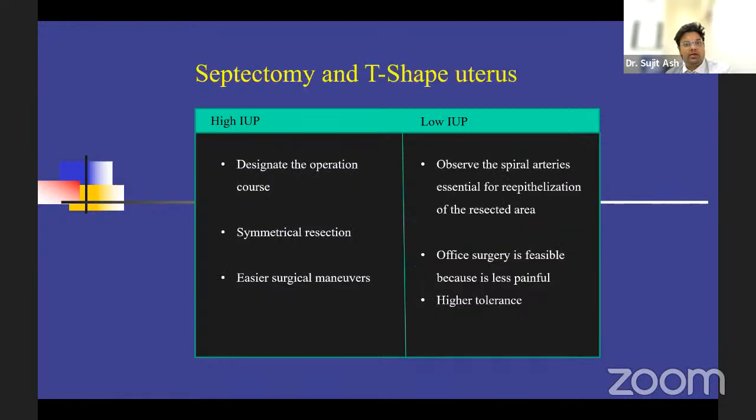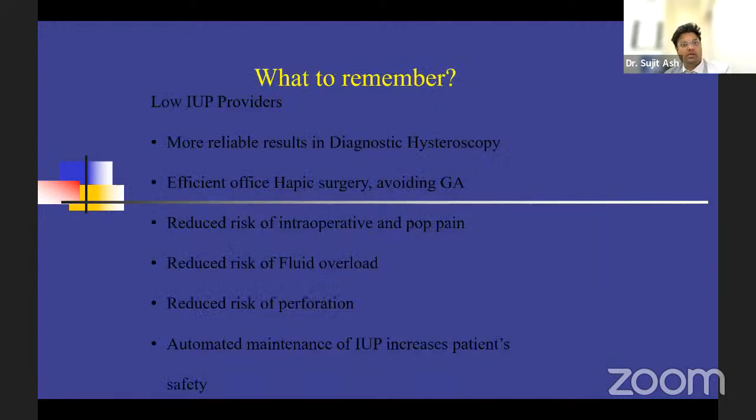When you're doing a septum or a T-shaped uterus, when you have a high uterine pressure, it's a symmetrical dissection and easier maneuvers can be done. Low uterine pressure can be difficult because it won't distend the cavity properly, so you won't be able to see the septum properly. So it might take a little longer time overall when you're managing such cases.